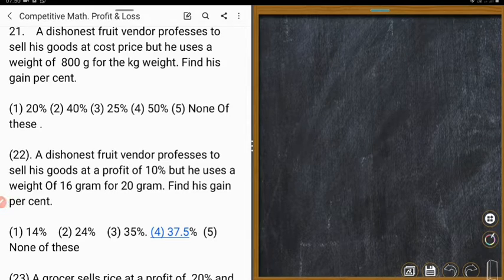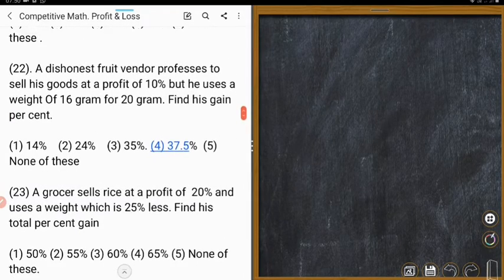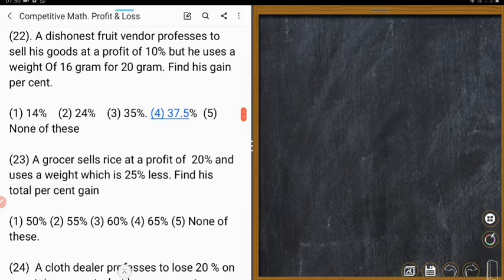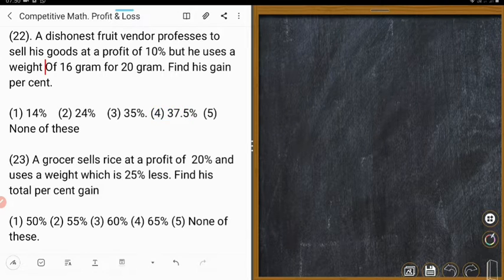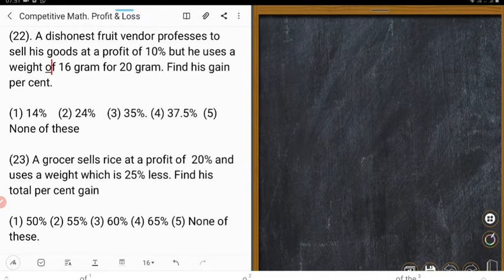A dishonest fruit vendor professes to sell his goods at a profit of 10%. But he uses a weight of 16 gram for 20 gram. Find his gain percent. Could you understand?